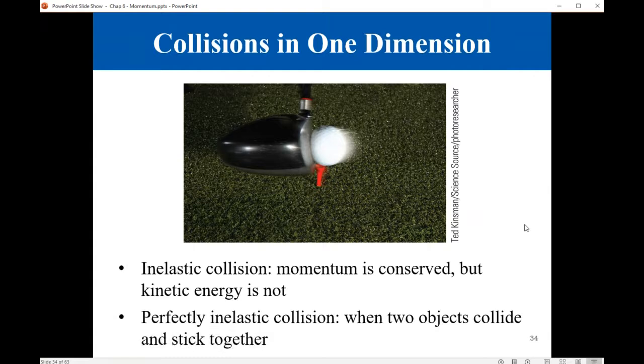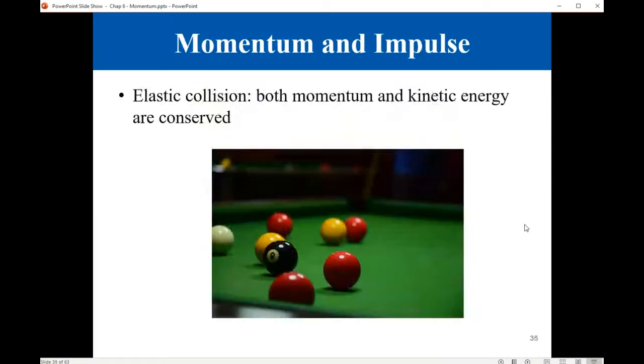The second type of collisions is the perfectly inelastic collision. In this case, the two objects collide and stick together, like when you throw a dough to some other object, it will stick to it. That would be a perfectly inelastic collision. Again, momentum is conserved and kinetic energy is not conserved.